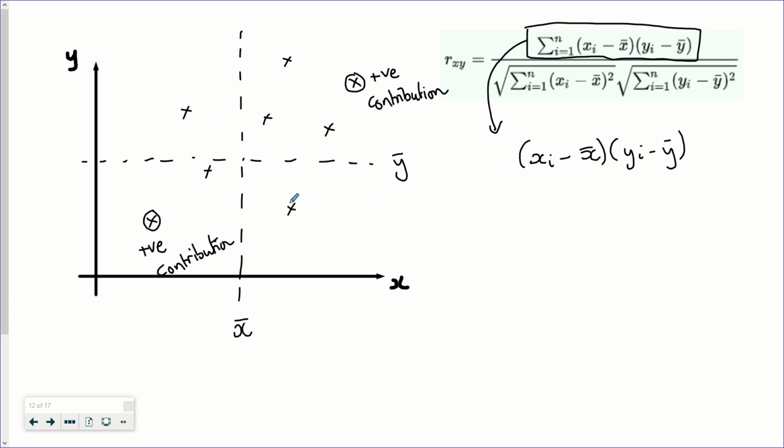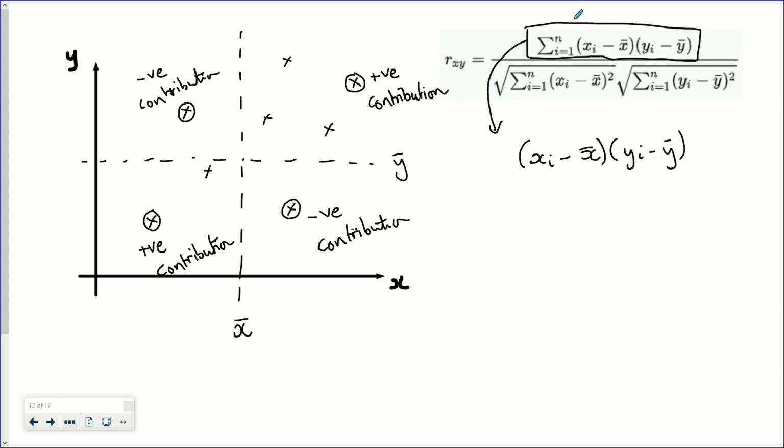Let's look at a point in this quadrant then, such as this point. Well, because it's to the right of x bar, x minus x bar is going to be positive, but it's underneath y bar, so y minus y bar is going to be negative. So I'm going to have a positive multiplied by a negative, and so this point is going to have a negative contribution to the sum, to that numerator. And we could do a similar thing for this point and would find that this one has a negative contribution.